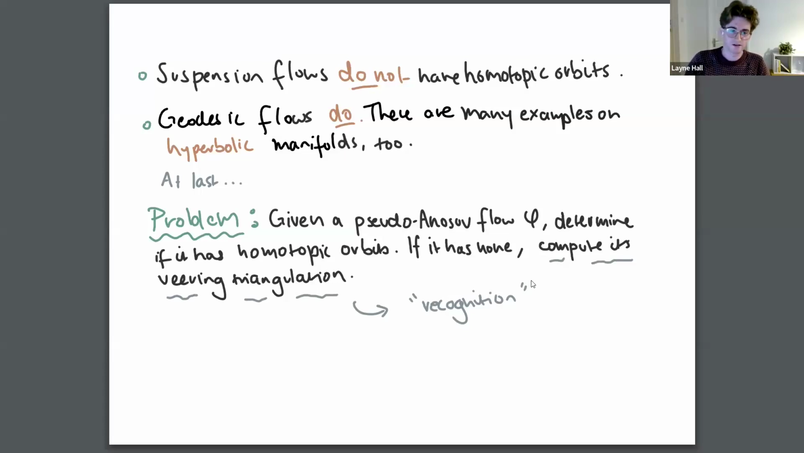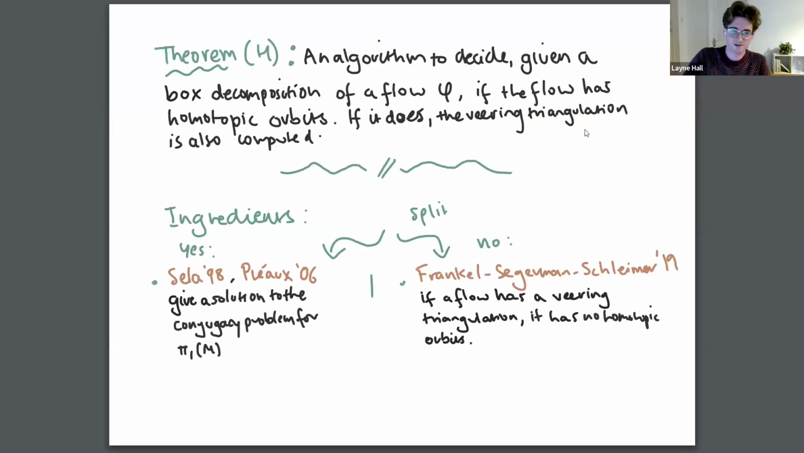And so then 5% problem, 5% resolution. The theorem is that there is an algorithm to decide, given a box decomposition of a flow, if there are homotopic orbits. And even more so, we can get this invariant that we wanted along the way, this veering triangulation.